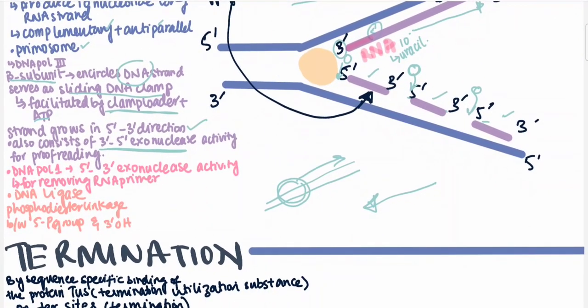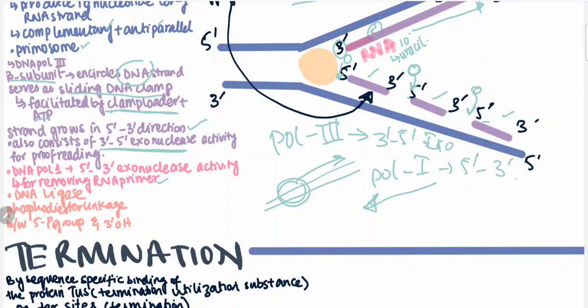Okay. Then we have DNA polymerase 1 as well, that has 5' to 3' exonuclease activity, and that is for removing the RNA primer, because we don't need that. We don't need uracils in DNA, of course. So important to note is that DNA pol 3 has 3' to 5' exonuclease activity, and pol 1 has 5' to 3' exonuclease activity.